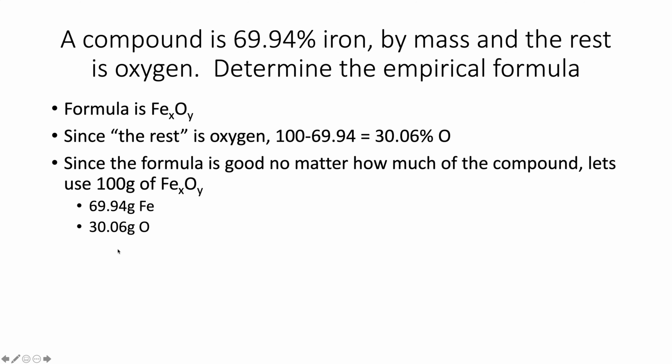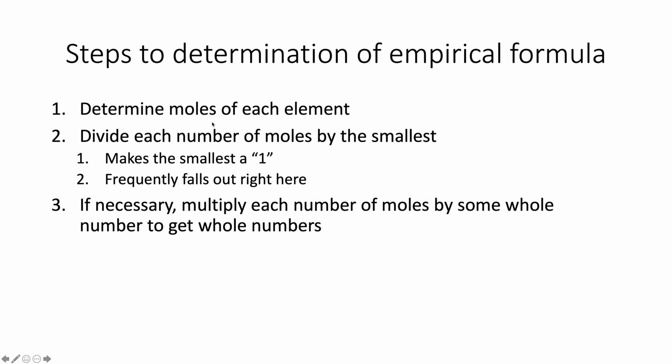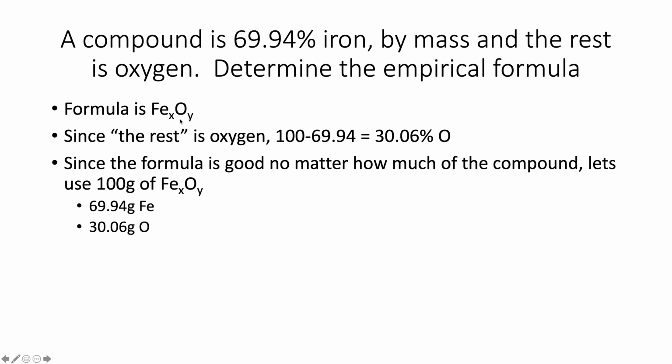Now, if you remember, going back, the first step is to get the moles, because in the formula, these are going to be moles. How do we get the moles when we have percentages? Well, remember, the formula is good no matter how much of the compound. So if I had 100 grams of the compound, I would have 69.94 grams of iron, 30.06 grams of oxygen. You could pick whatever amount you want. You could say 16.5 grams of the compound, but then you'd have to take 16.5 grams times 69.94%. So make your life easy. Use an easy number. Or you can use 1 gram and make it 0.6994.